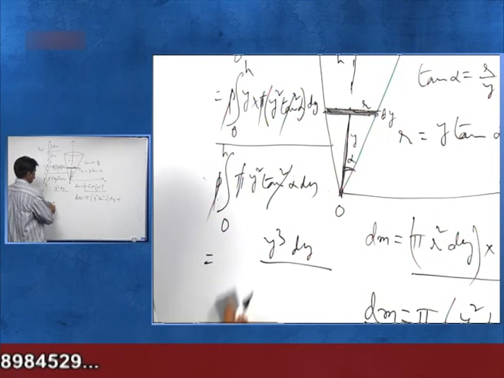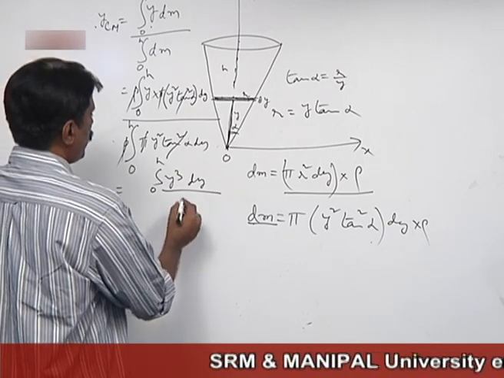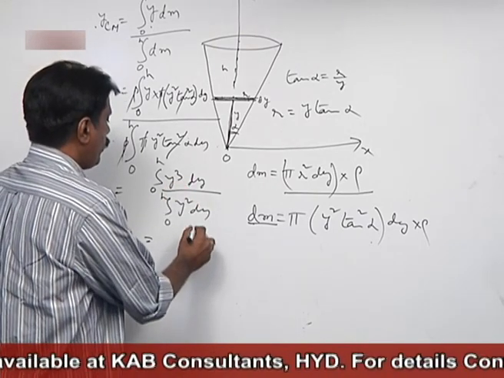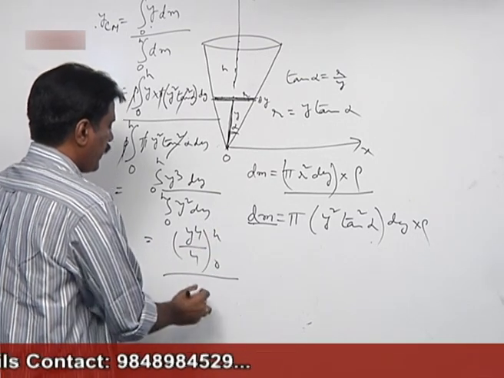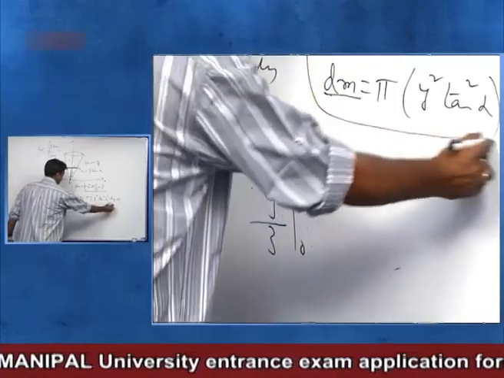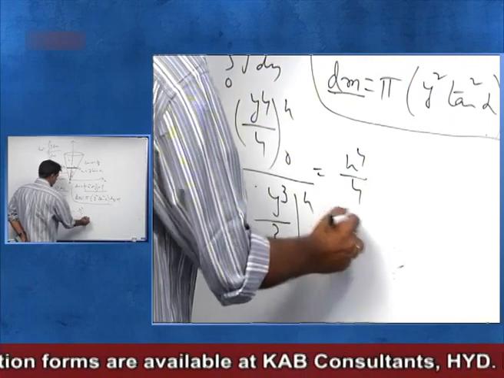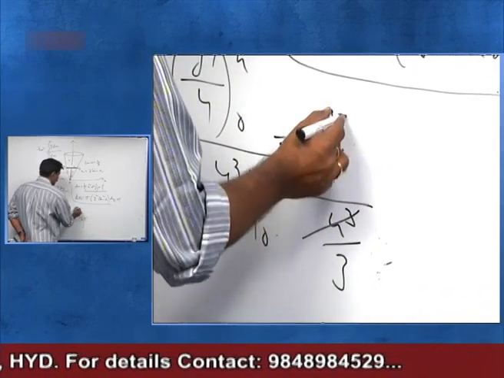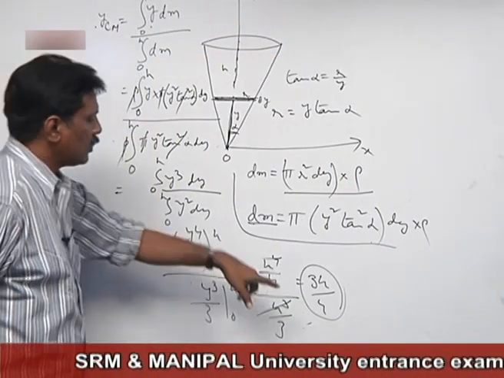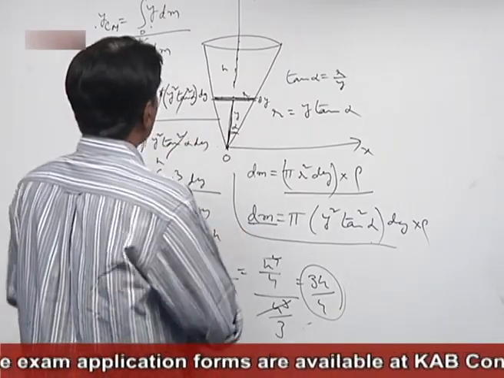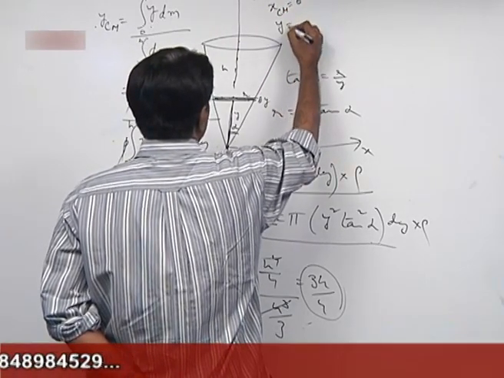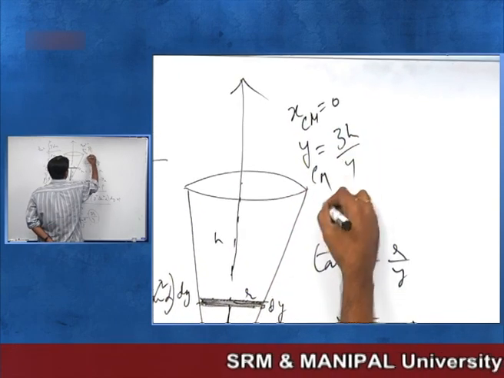divided by the integral of y square dy, from 0 to h. So, this will be equal to y power 4 by 4, limits 0 to h, divided by y cube by 3, 0 to h. Now this is equal to h power 4 by 4 divided by h cube by 3. H cube and this power 4 get cancelled. 3h by 4 is the y coordinate of the center of mass. X coordinate and z coordinate are 0. So, for the cone, from the apex, the center of mass will be located at x equal to 0, y equal to 3h by 4, z equal to 0.